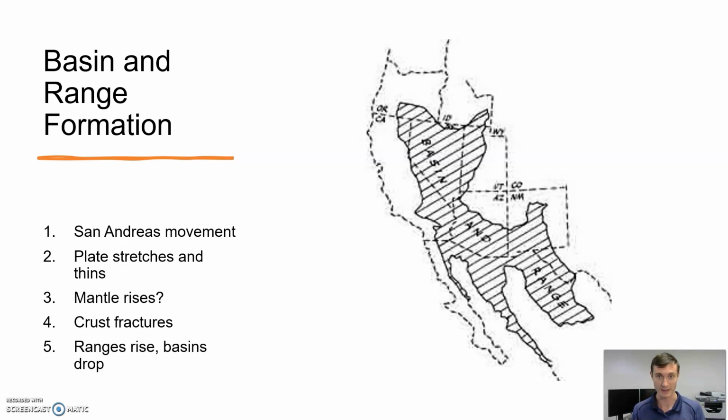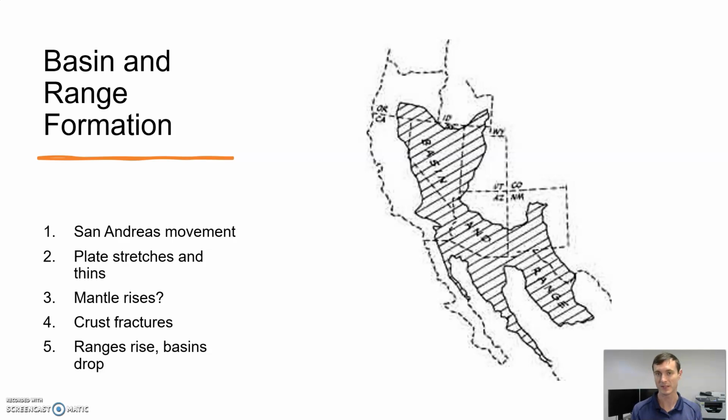The San Andreas Fault develops and releases a lot of that tension. And after a long period of compression, that tension is released and it leads to extension, this pulling apart of western North America. And as a result of the San Andreas coming along and releasing that tension, we get this stretching out and thinning of the plate in western North America.